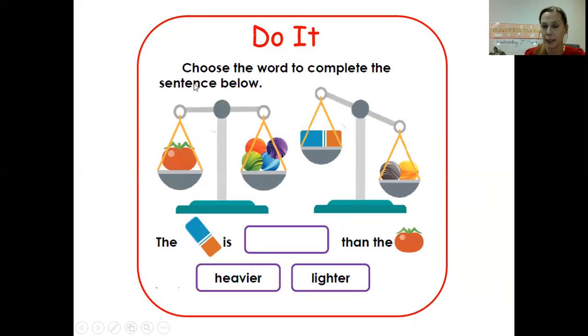Choose the word to complete the sentence below. Again, you've got one scale that's balanced and you've got one scale like that. What does that mean? Okay, so the rubber, is it heavier or is it lighter than the tomato? So look at how many marbles balance the tomato, and this time, how many marbles are heavier or lighter, you have to work it out, than the rubber. And then what does that tell you about whether the rubber is heavier or lighter than the tomato?